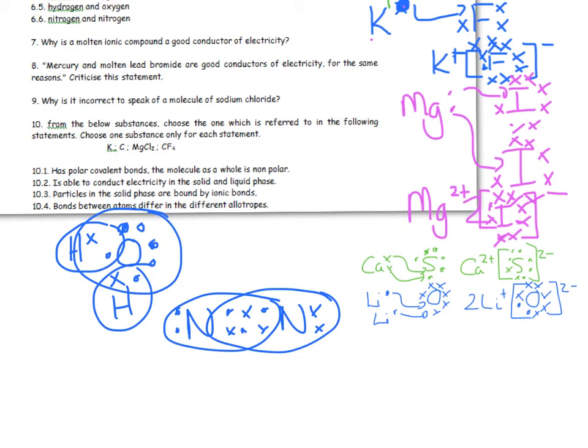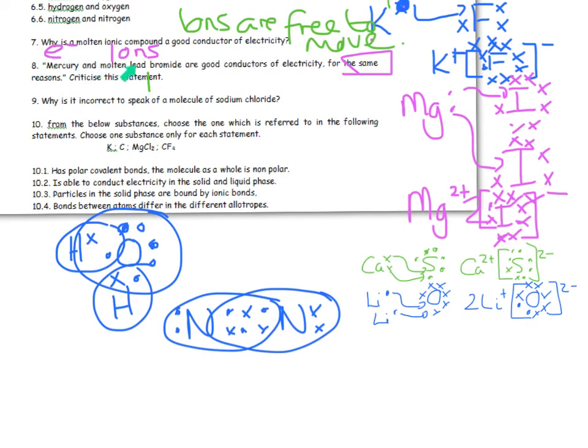Why is a molten ionic compound a good conductor of electricity? And that is because the ions are free to move. Mercury and molten lead bromide are good conductors of electricity for the same reasons. Criticize this statement. It is not for the same reasons. Mercury uses electrons. It's a metallic lattice, whilst molten lead bromide is a molten ionic lattice, and it is the ions that conduct electricity. Electricity is the movement of charged particles, and therefore the charged particles in mercury are electrons, and the charged particles in lead bromide are ions.